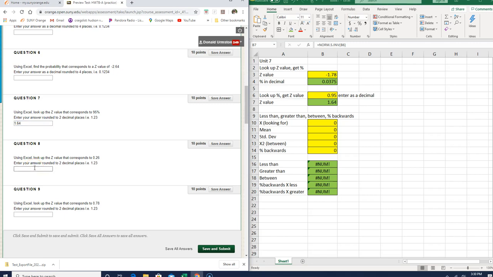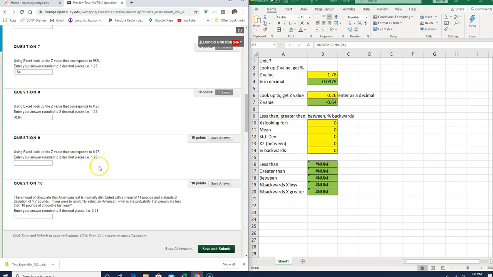Let's jump to number 8. Same type of question. Look up the z value that corresponds to 0.26. So the 0.26 is the probability, or 26%. So I'm going to put in 0.26. Again, this is using norm.s.inv, and that is minus 0.64. Remember, you need the negative. If you get a negative answer, you can have negative z values, so watch for those.